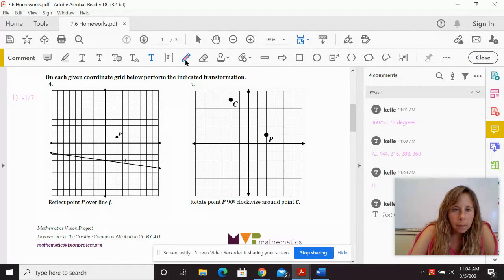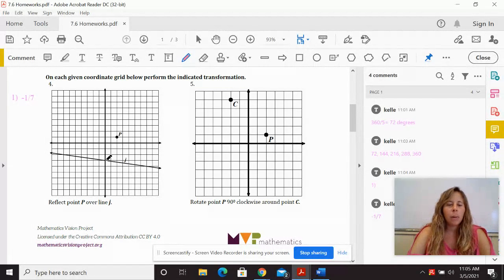Let me double check that with another point on line J. Here's another point, down 1, 2, 3, 4, 5, 6, 7. Yeah, okay. So then it's going to be perpendicular to that. The line connecting P to P prime is going to be perpendicular to J. So I'm going to flip and switch my slope, so I get positive 7 over 1. And that's what I'm going to use.